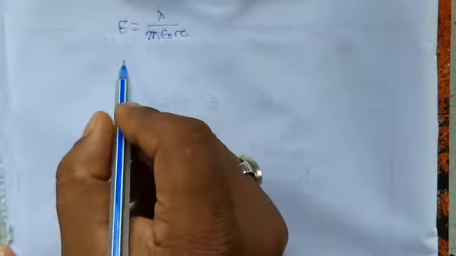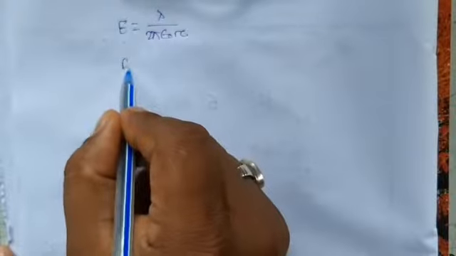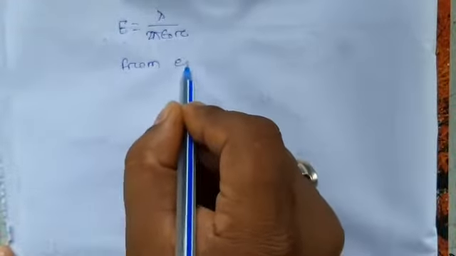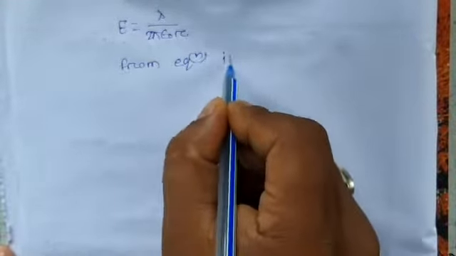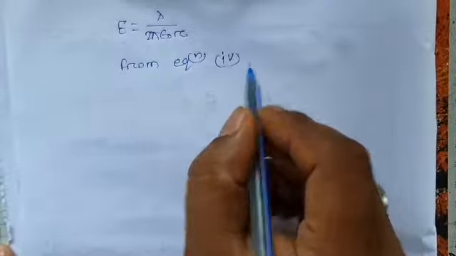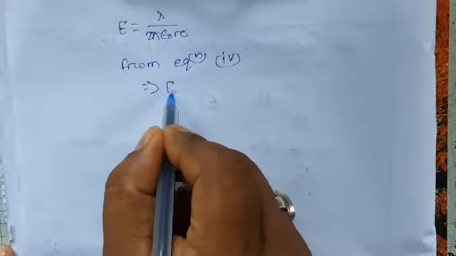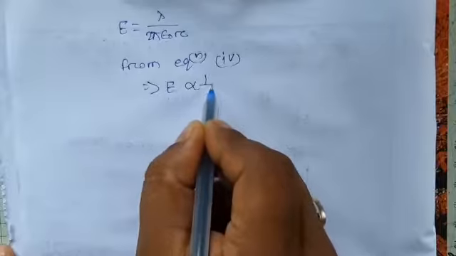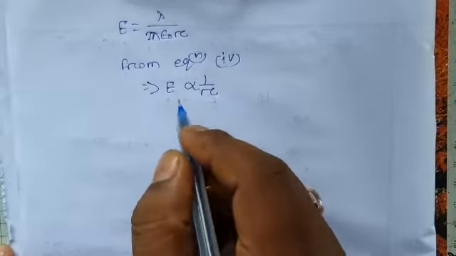From equation 4 we can write that the electric field is inversely proportional to 1 by R. Okay.